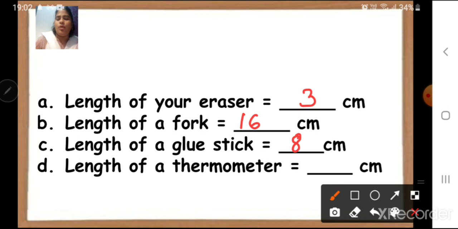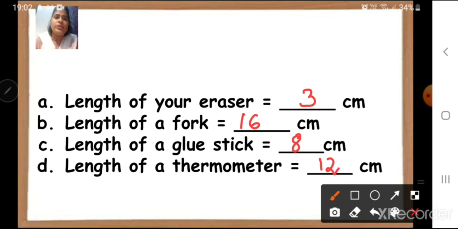Last one is the length of a thermometer. So here I have a thermometer. Let me check what is the length. The length of the thermometer is 12 centimeters. So I have a 12 centimeter long thermometer.